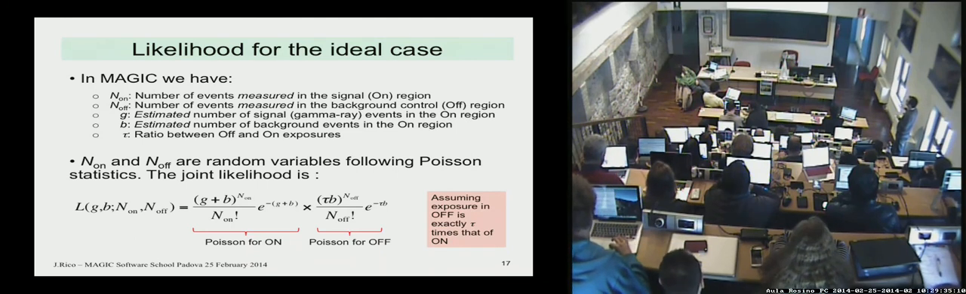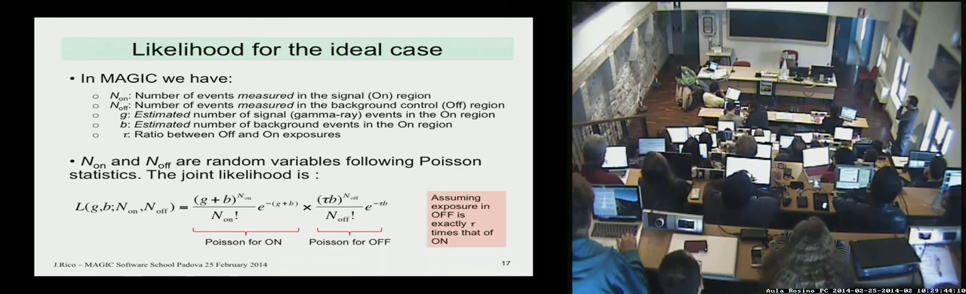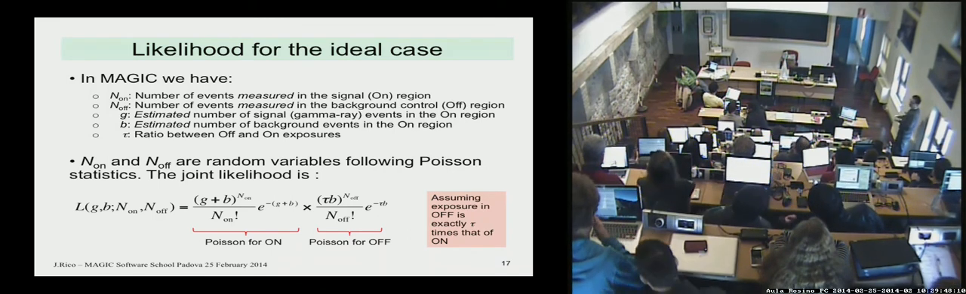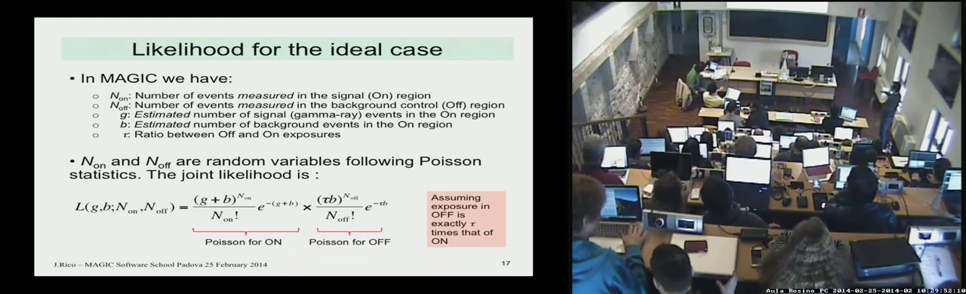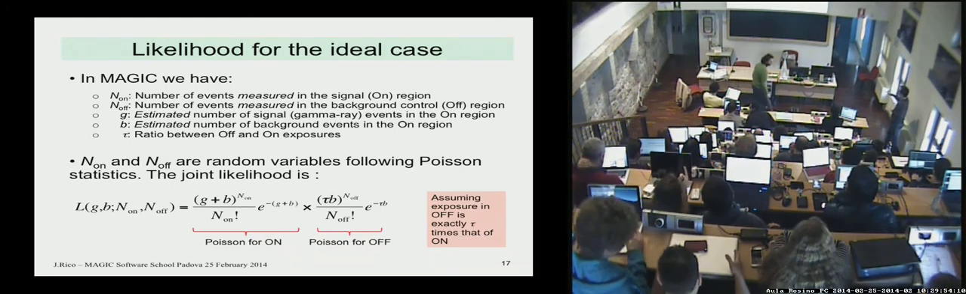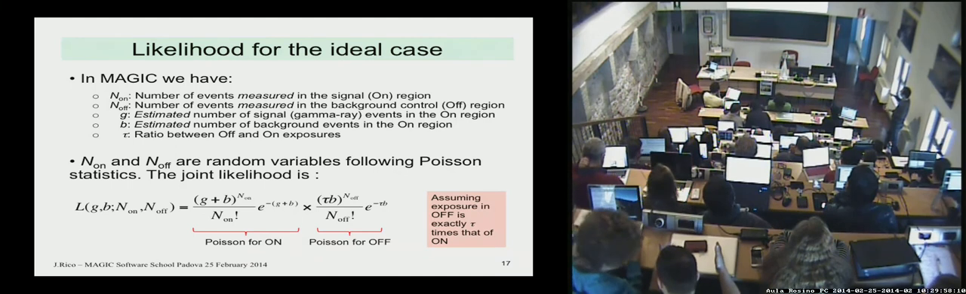And B the estimated number of background events in the on region. Okay. Now tau will be the ratio between the off and on exposures. Now n on and n off are random variables which follow Poisson statistics, okay? And the joint likelihood then for the number of gamma ray events and background events is given by the product of these two Poisson. This is the regular Poisson formula.